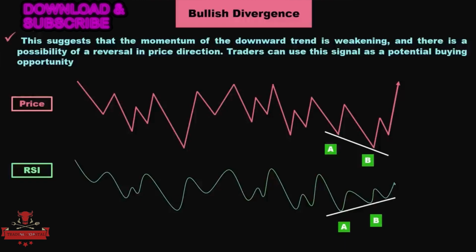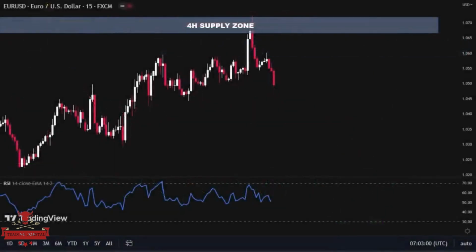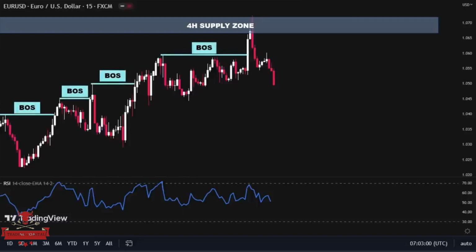Now let's take a look at a real price chart example to see how RSI divergence can be used in the smart money trading concept. Here, we are looking at the 15-minute time frame of the euro-dollar currency pair. The market is currently in a bullish trend, as indicated by the bullish BOSs. After mitigating the higher time frame supply zone, the price reversed to the downside and reached the recent demand zone.